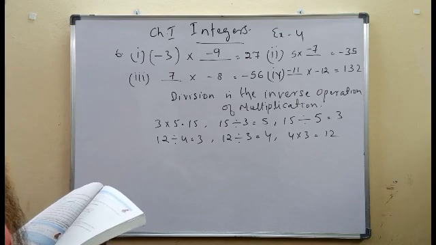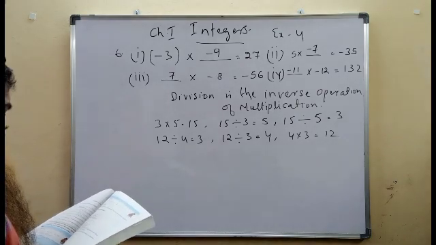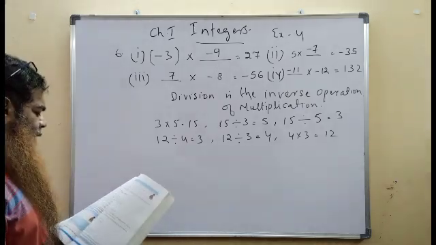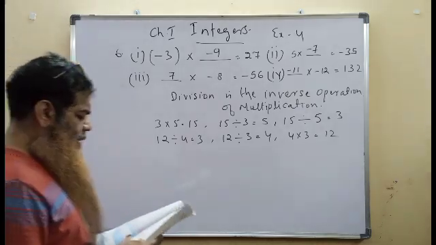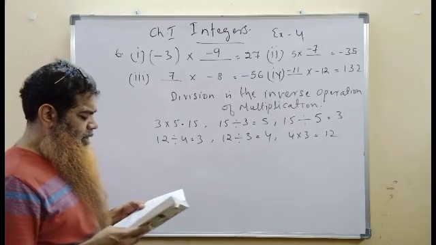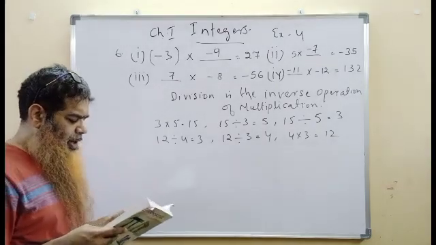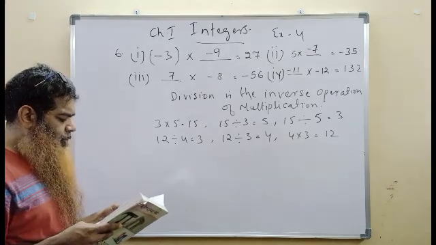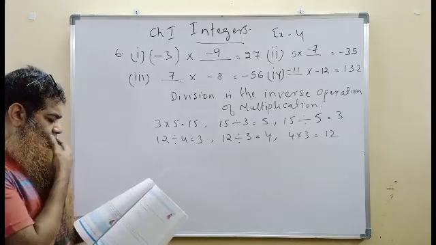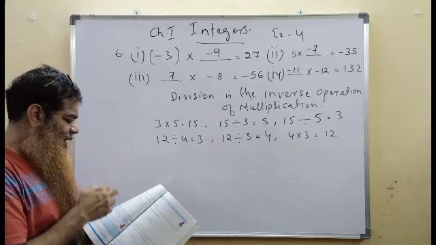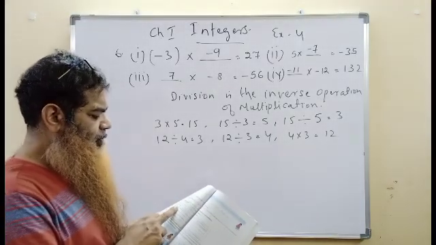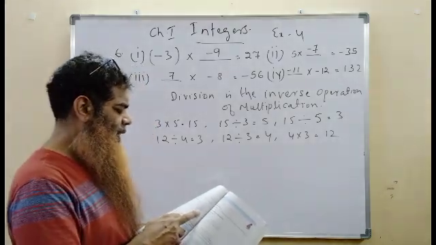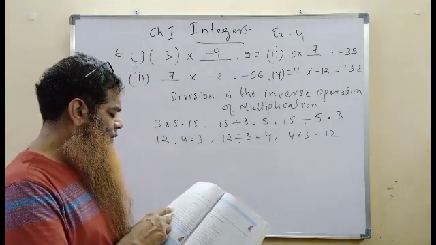2 into minus 6 is equal to minus 12. What is given here, I am just reading out. 2 into minus 6 is equal to minus 12. Minus 12 divided by minus 6 is equal to 2. Minus 12 divided by 2 is equal to minus 6. Minus 4 multiplied by 5 is equal to minus 20. Minus 20 divided by 5 is equal to minus 4. Minus 20 divided by minus 4 is equal to 5 in the corresponding second line of the table.